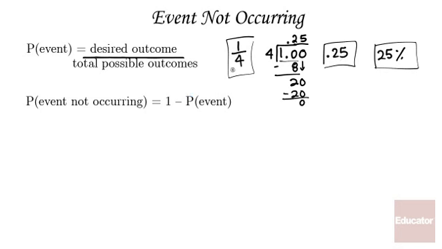Now, that's the probability of an event occurring, right? So to find the probability of an event not occurring is actually going to be 1 minus that number. Now, why 1? 1 is actually the biggest number we can get for probability. It's like saying the whole thing.